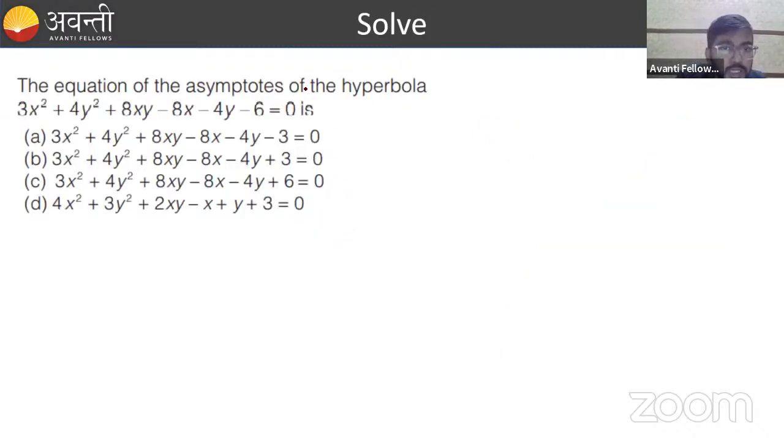Now the equation of the asymptotes of this hyperbola. So we know the hyperbola. We have to find the equation of the asymptotes of the hyperbola, right? So we know that the equation of the asymptote will differ only by this constant. So how will you find the constant now, right? First of all, you will find the center of the hyperbola. So if you try to reduce this hyperbola, what will it become?